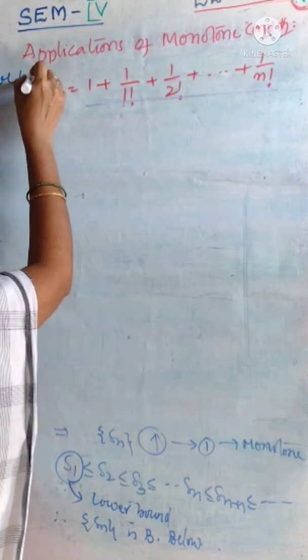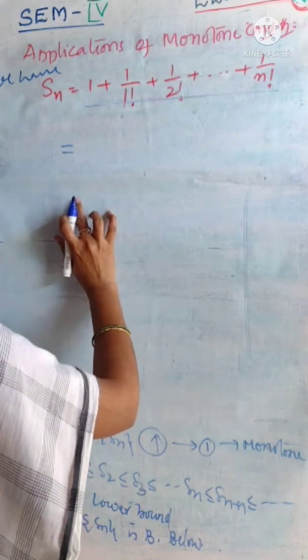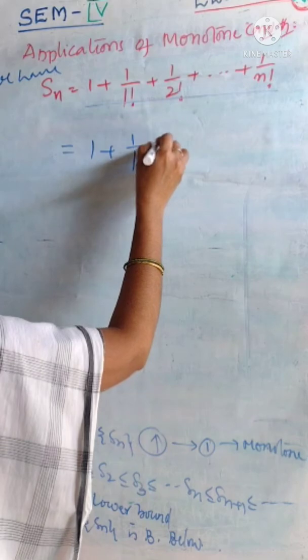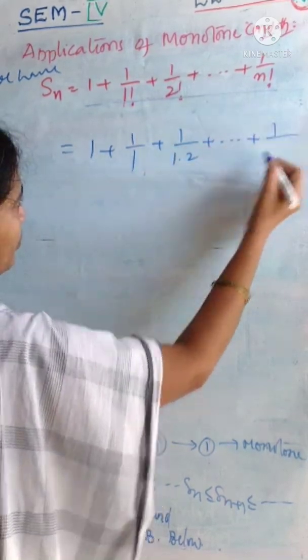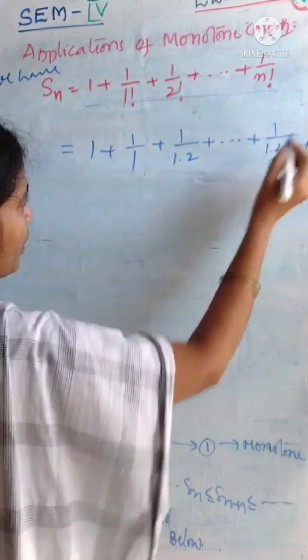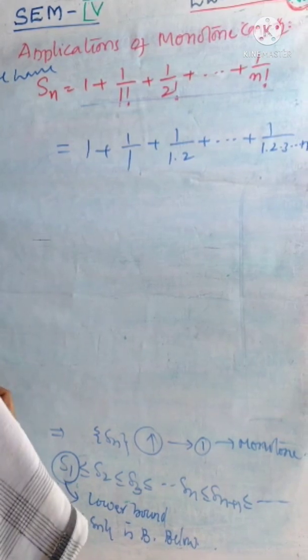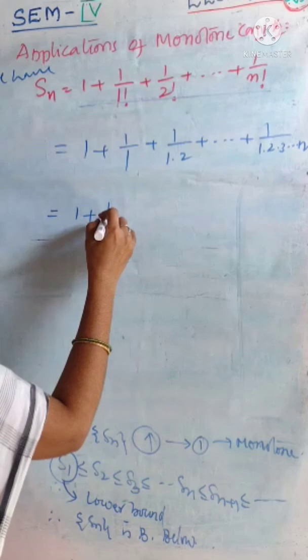We have Sn is this, which can be written as 1 plus 1 by 1 plus 1 into 2 plus and so on 1 into 2 into 3 and so on n. Factorial expand చేసినట్లయితే we can write like that, which is equal to 1 plus 1 by 1.